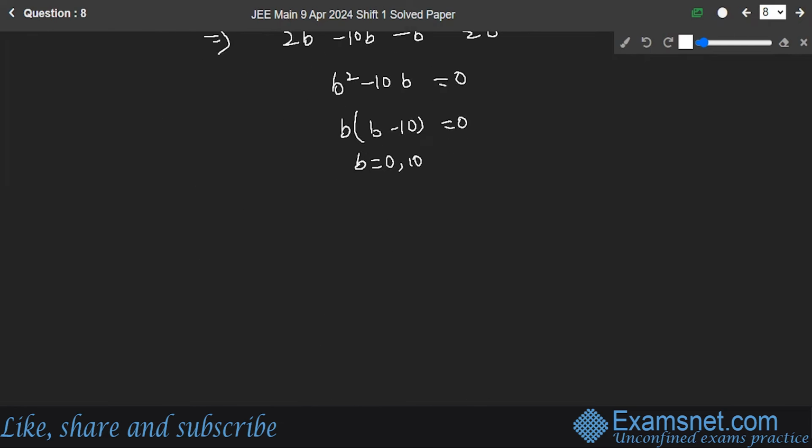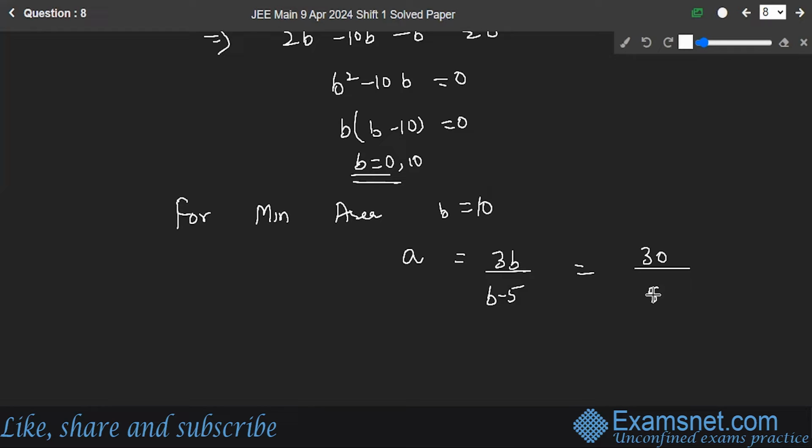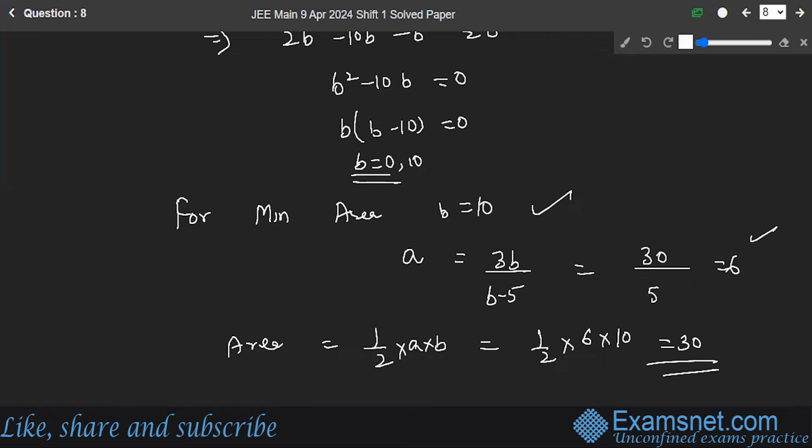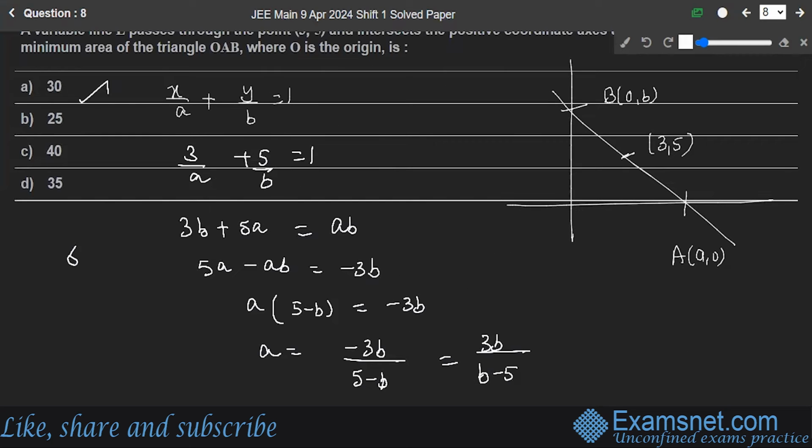So for the minimum area, obviously b can't be equal to 0 and we will not be taking this. For minimum area, b is equal to 10. And let's correspondingly check for a. a was equal to 3b upon b minus 5. So 30 upon 5, which is equal to 6. I got the b as 10, a as 6. So area is half into a into b, half into 6 into 10. That's 30 square units. We have the first option as the correct answer.